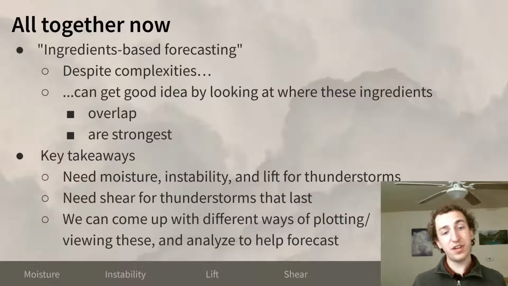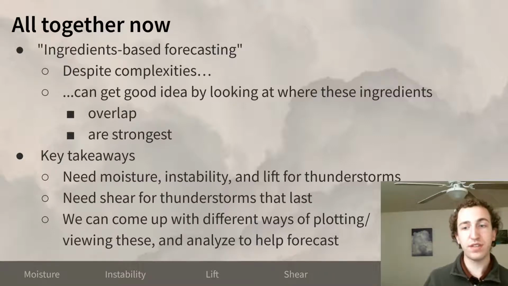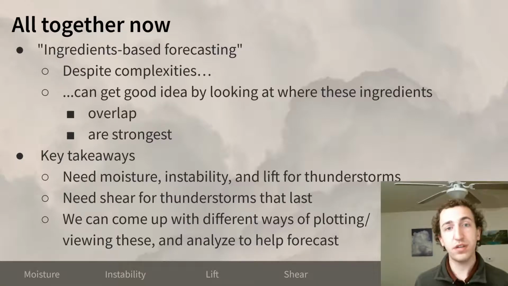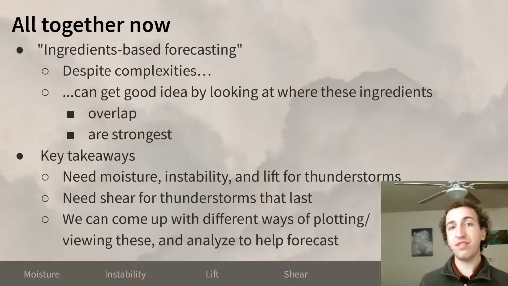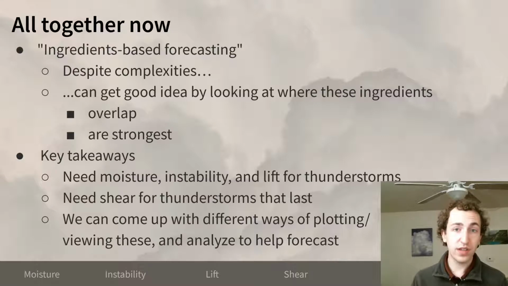I can see I'm going a little bit over on time, but I still want to bring all this together here at the end of this first video. Looking at all these ingredients together, you can really do something called ingredients-based forecasting. Despite all the complexities of severe weather, and if you're interested, there's plenty of resources out there, or you can take upper level meteorology classes too, you can still get a good enough idea of where the potential for severe weather is just by looking at where all these ingredients overlap and where they're the strongest. That's a basic ingredients-based forecasting approach.